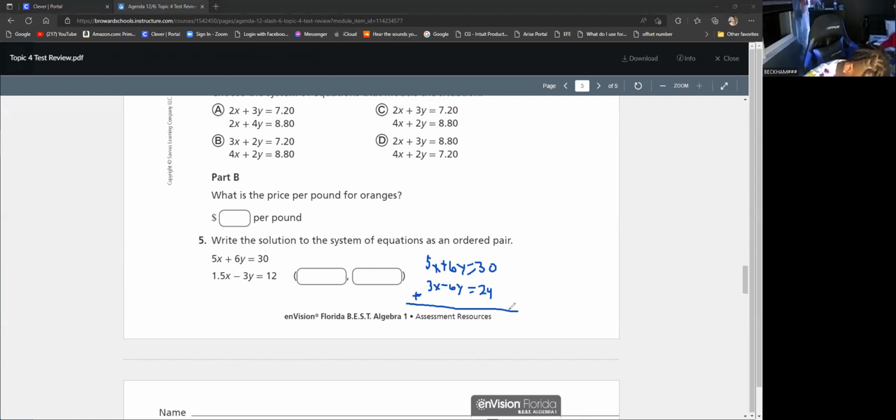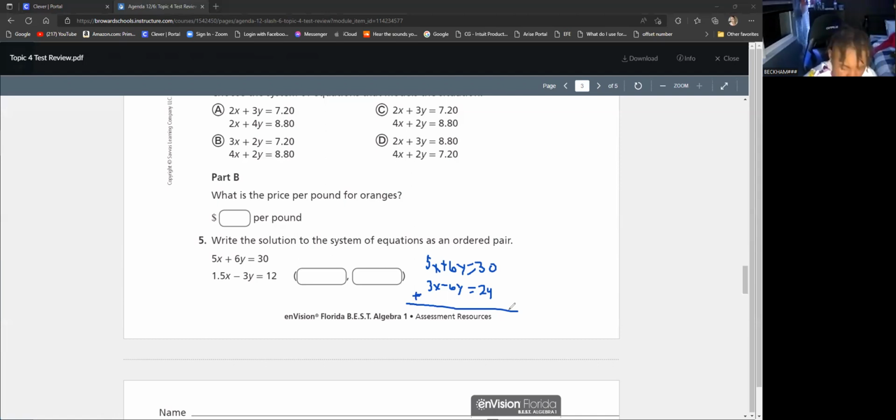There's no point in writing that because it's going to be 0, isn't it? The y, yeah, but you have to write the x though. The y's will cancel. The y's will eliminate. So I have 8x so far.